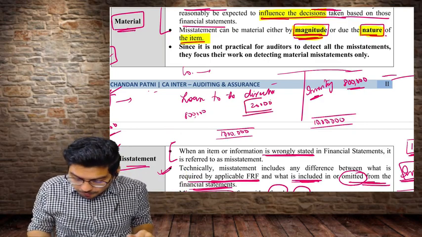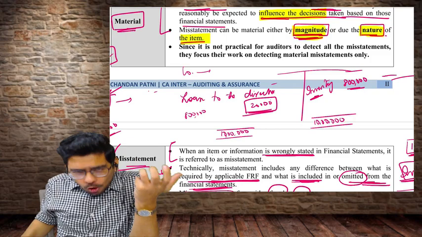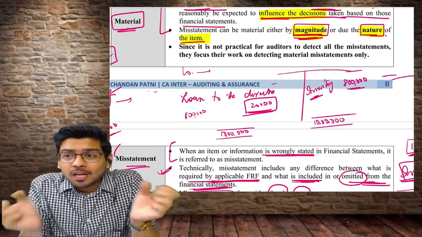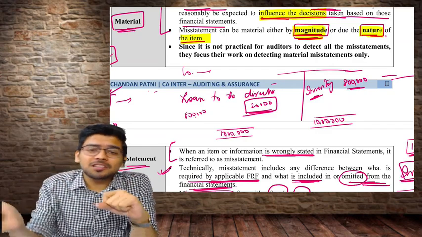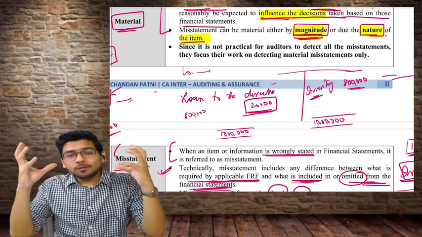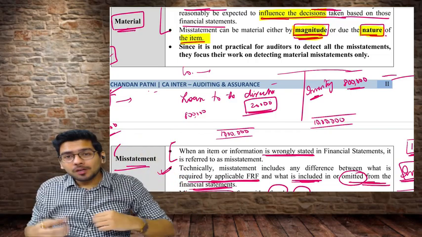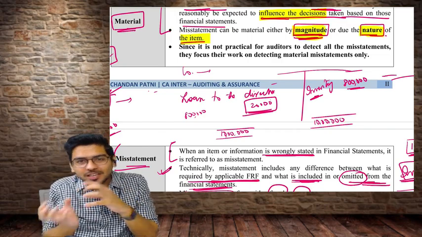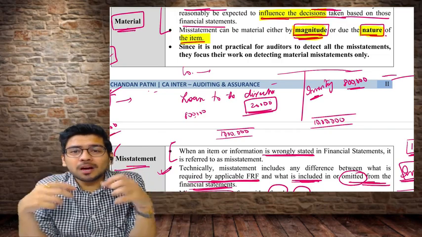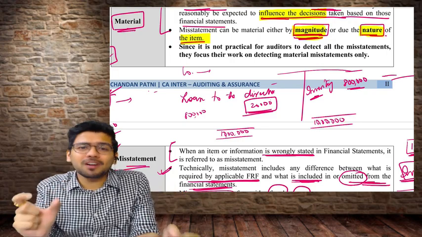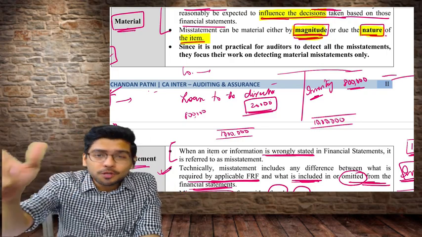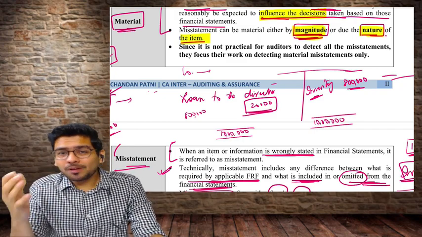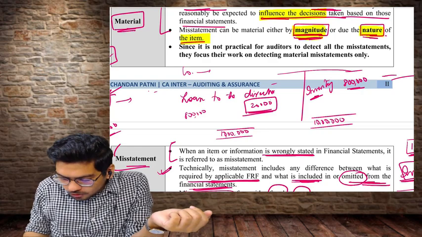Now this amount of 20,000 may not be material. If you consider 10 lakhs as total assets, this amount may not be material, but the nature of the item is such that the shareholders should know that the director has taken some portion of the money they invested in the company for his personal use. So even though the amount is not very high, the nature of the transaction is such that the shareholders should know about this. Please understand, materiality can be because of magnitude, obviously, but also because of the nature of the item.